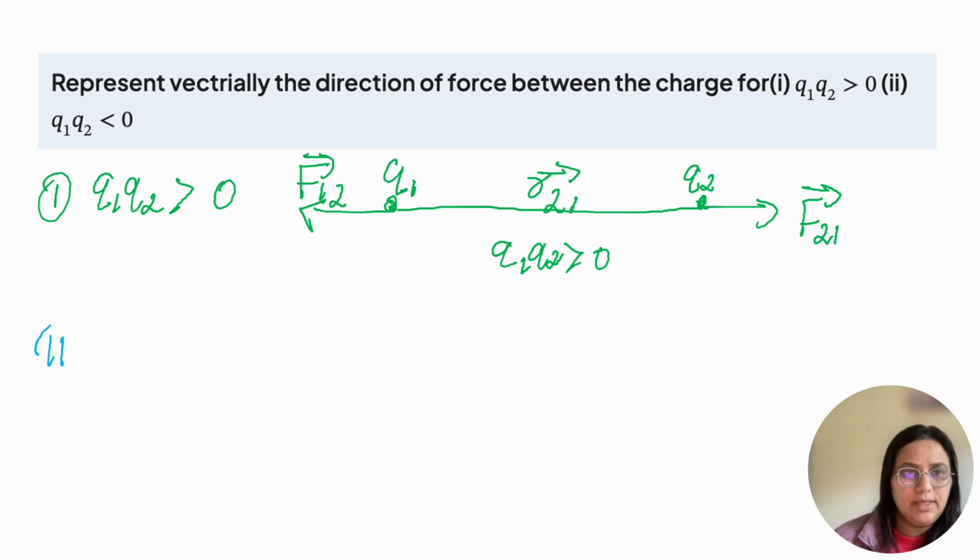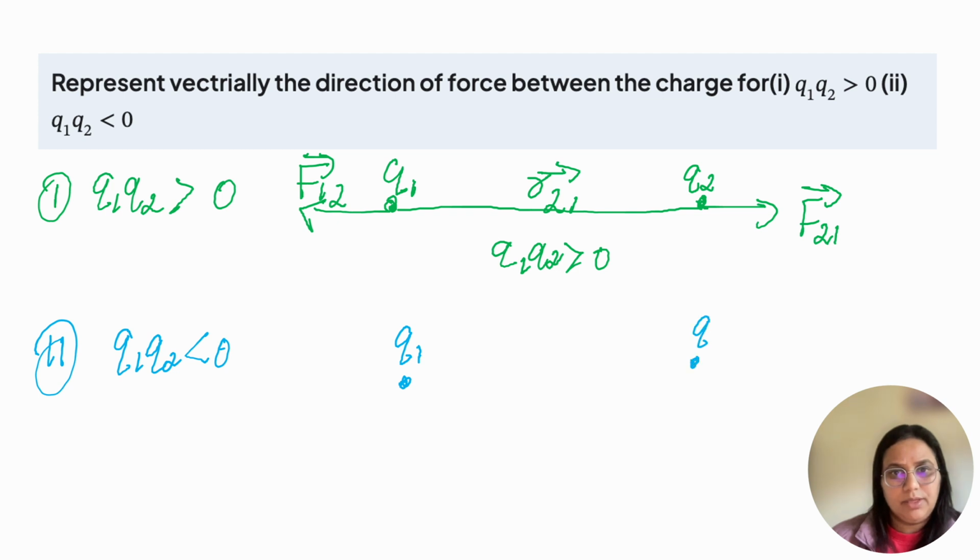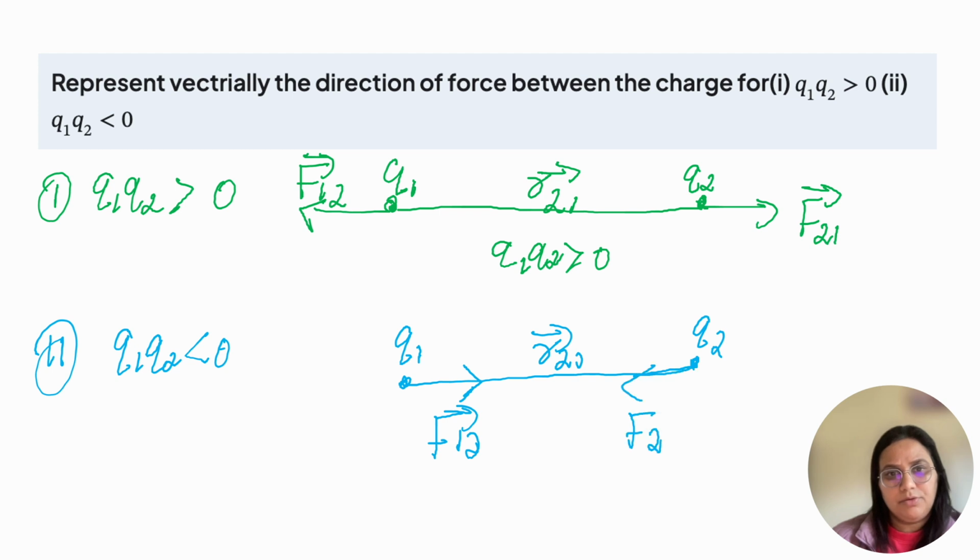And for the second case, Q1 Q2 less than 0. Q1 will be here, Q2 will be here, separated by the distance R21. The direction of the force will be in this direction. F12 will be here and F21 will be in the opposite direction of F12. So this is F21 and F12, separated by R21. So Q1 Q2 less than 0. This is the diagram for Q1 Q2 greater than 0, and this is the diagram for Q1 Q2 less than 0.